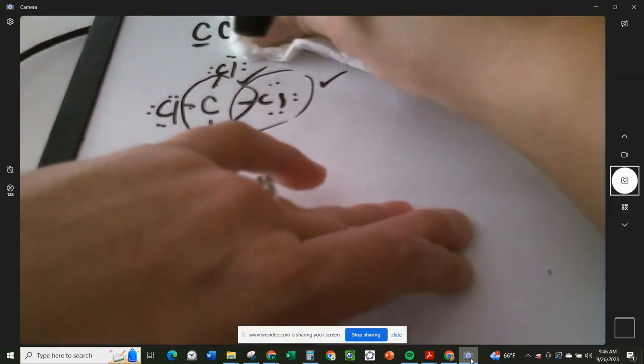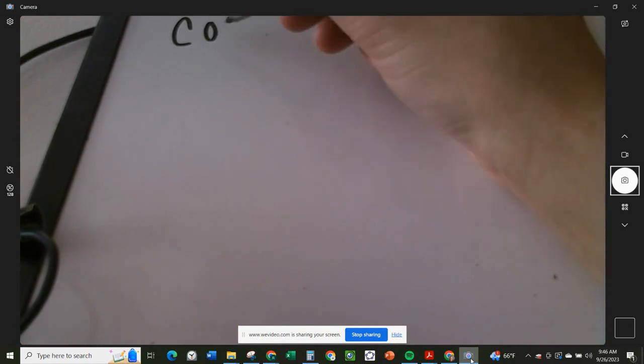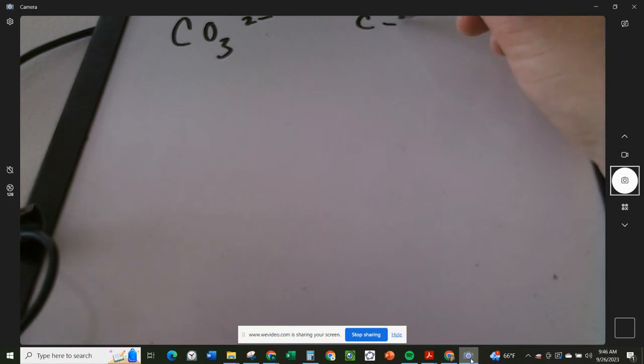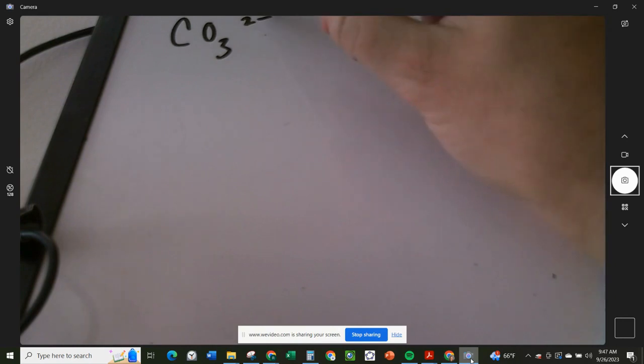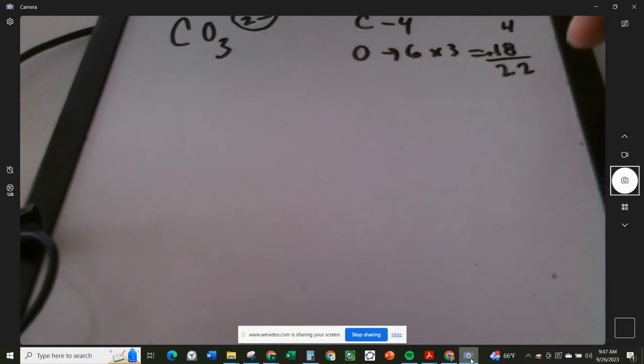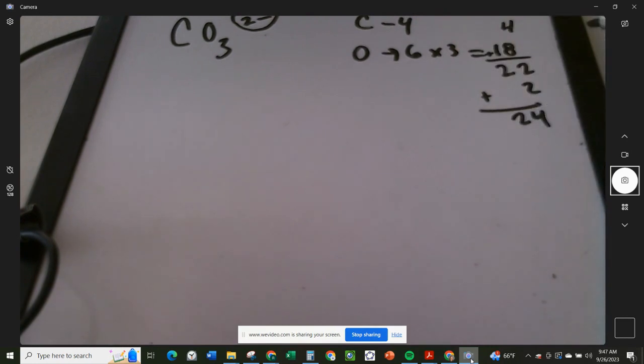Okay, the next one we're going to run through is CO3 2 minus. So carbon has 4 valence electrons, oxygen has 6, and there's 3 of them, so that's 18. And we have 18 plus 4, it's 22. And then this anion, 2 minus, tells us we need to add 2 more to our electron count. So now we need to show 24 valence electrons in our structure.